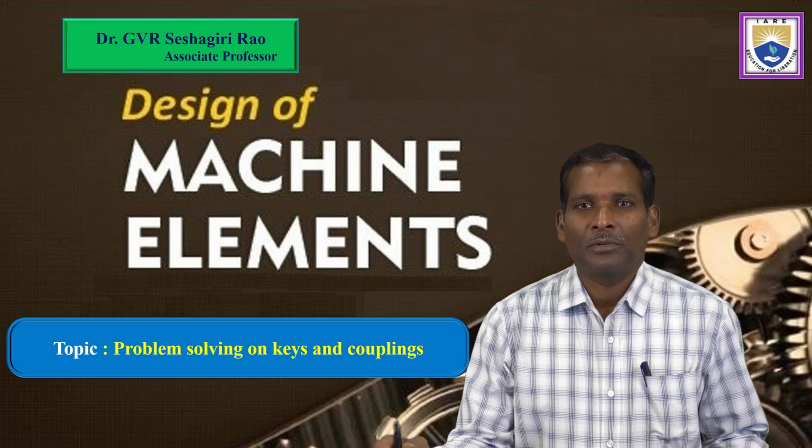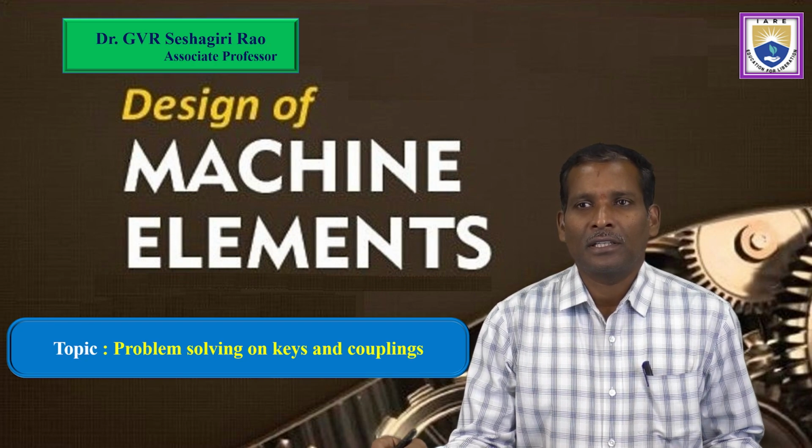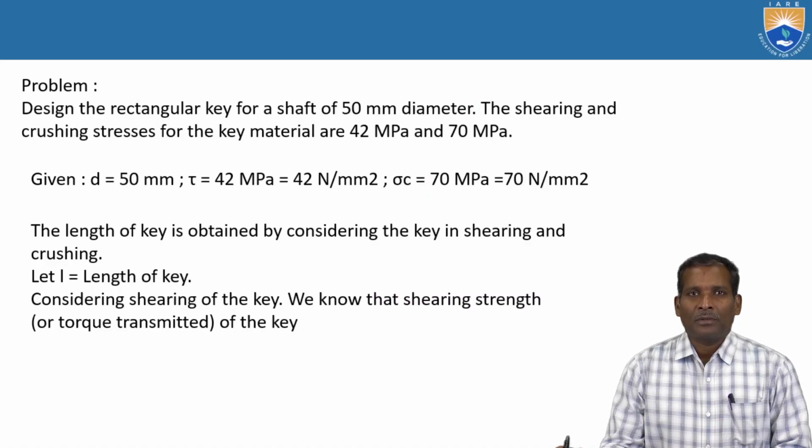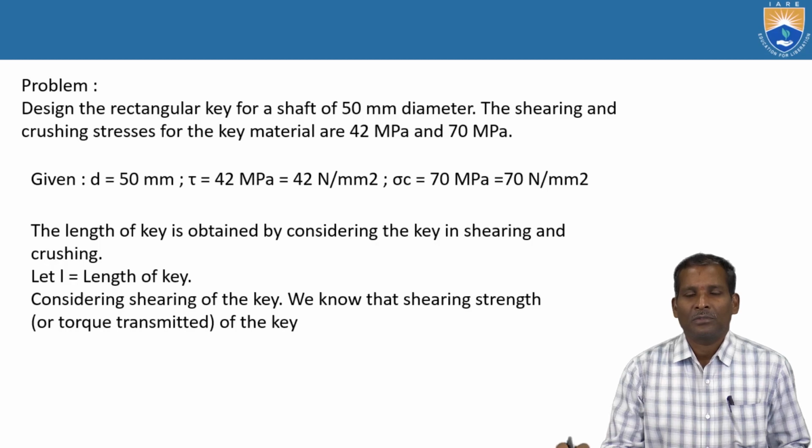So today we will discuss keys and couplings. I will explain how to solve keys and couplings problems. First we will see one problem on a rectangular key. Various keys are there, which we already studied in a previous session: rectangular keys and square keys, saddle keys and sunk keys, gib-head keys. All these keys you have to design as per design standards. The keys are useful in the design of shafts problems and also couplings.